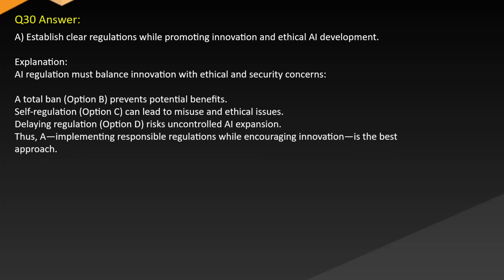Answer A. Establish clear regulations while promoting innovation and ethical AI development. Explanation: AI regulation must balance innovation with ethical and security concerns. A total ban, option B, prevents potential benefits. Self-regulation, option C, can lead to misuse and ethical issues. Delaying regulation, option D, risks uncontrolled AI expansion. Thus, implementing responsible regulations while encouraging innovation is the best approach.